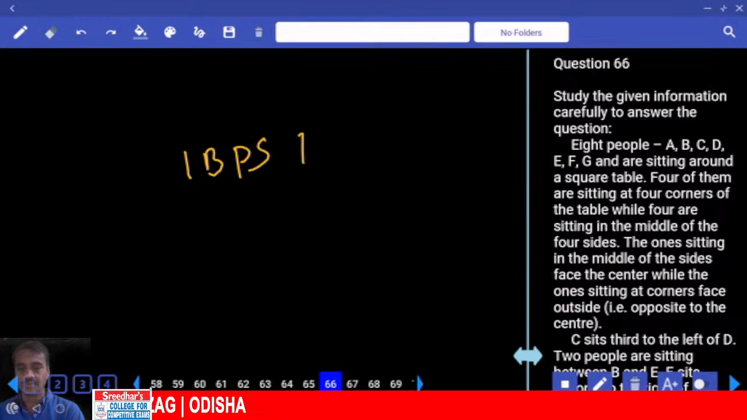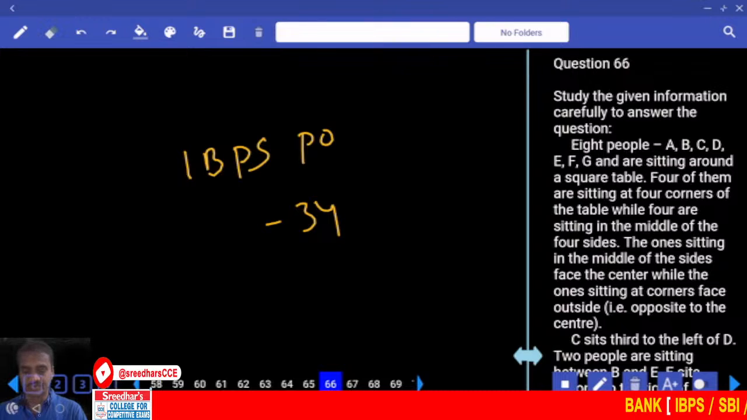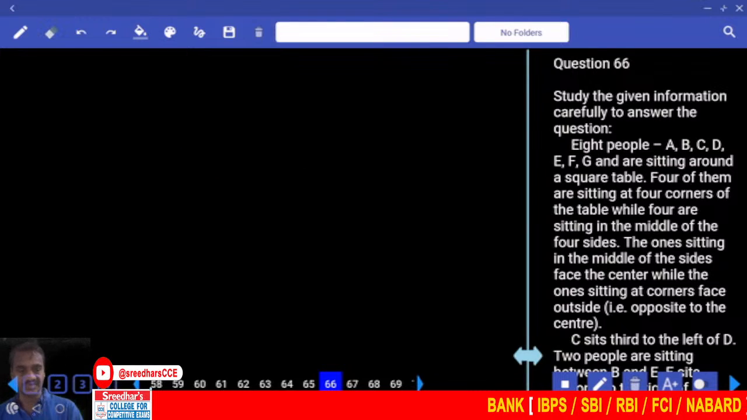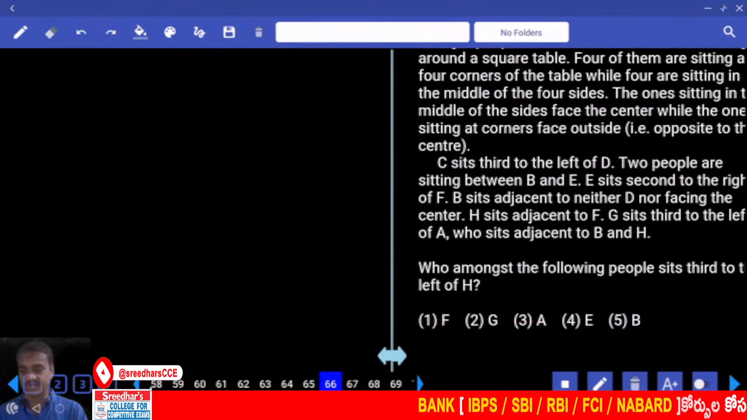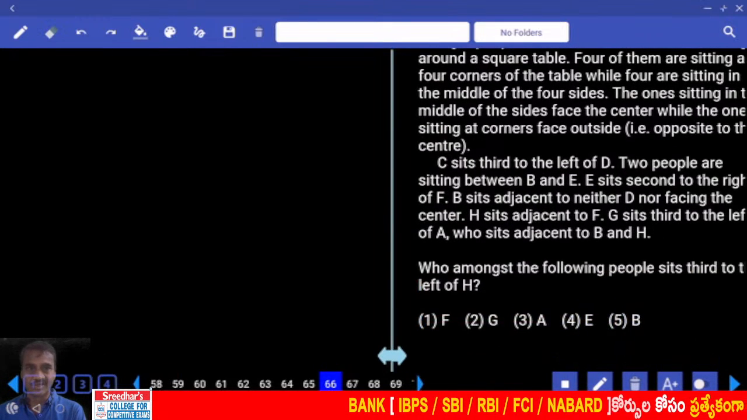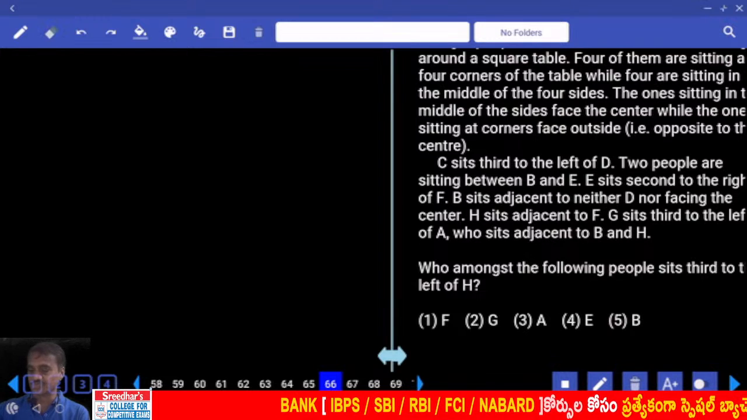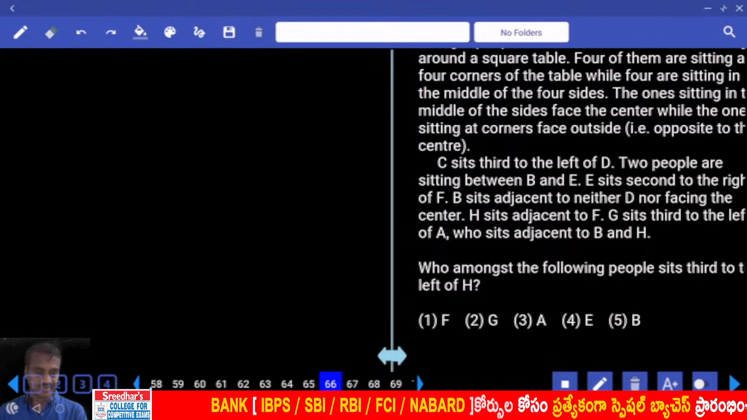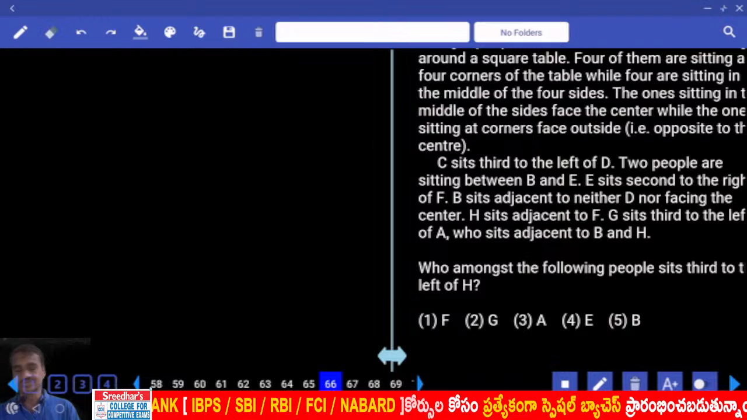IBPS PO Prelim. Now in this paper number 34, question number 66 onwards. Now 66 to 70, tell me, does it come under the first or the second priority? Definitely under the first priority, because it comes under square table. Now in this square table, how many persons are there?